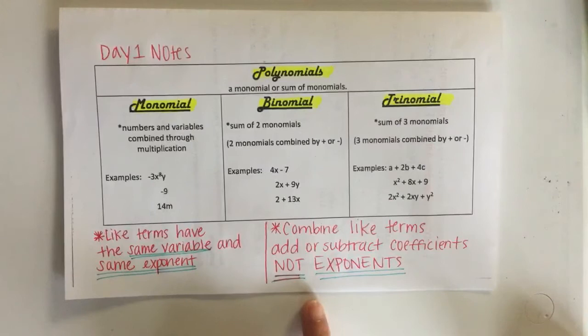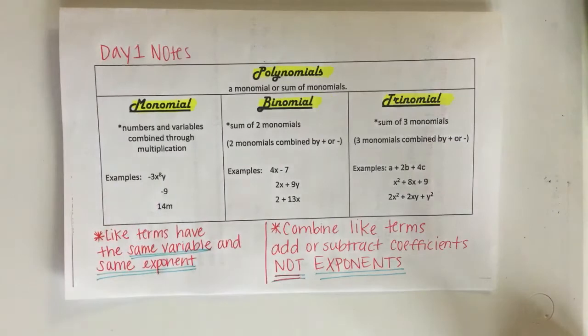Combining like terms, you're going to add or subtract the coefficients and not the exponents. You're going to leave the exponents alone and only deal with the number in front. So you're going to need your calculator. Make sure you have your calculator nearby. You are not messing with the exponents. If you're done copying this down, then go ahead and move on to the next page. If not, pause the video and write this down.